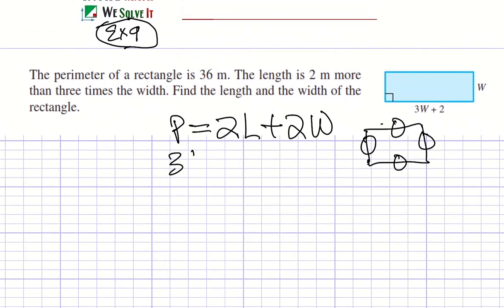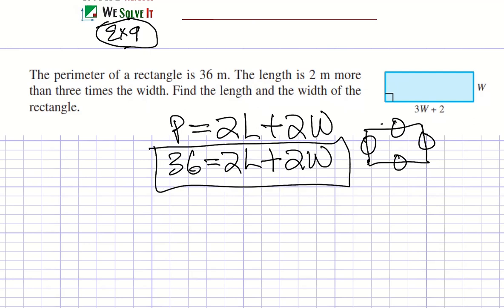We can say 36 is equal to 2L plus 2W, okay? That's what it's giving us. But then it said the length is 2 meters more than 3 times the width. So basically, 3 times the width, and 2 meters more, plus 2. That's what they're saying. So you have to read that carefully, that way you don't make a mistake and you understand it.